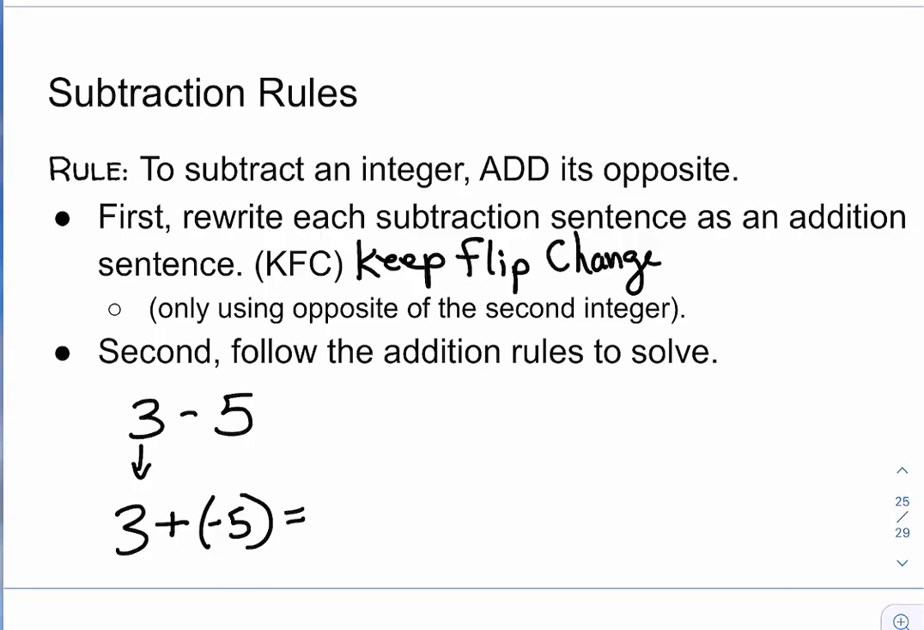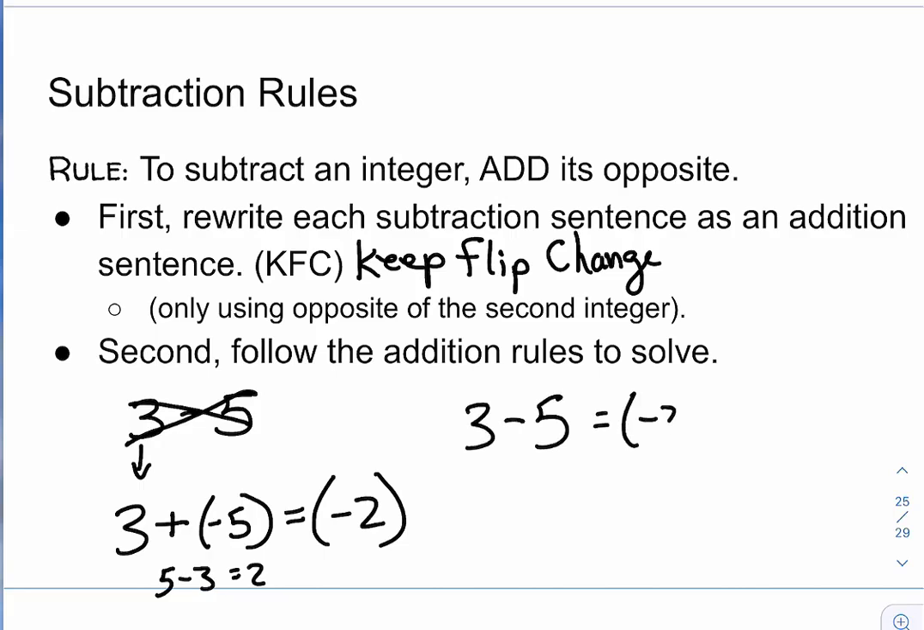So now I have an addition statement. I am now ignoring the subtraction up here, and I'm going to add this bottom one. With the addition rules, you remember the second rule: if the signs are opposite, then you subtract and keep the sign of the larger integer for the answer. So 5 subtract 3 is 2, and 5 is the bigger numeral, so it's going to be negative 2. So what this all means is 3 subtract 5 is equal to negative 2. Or another way to look at this is 3 subtract 5 is equal to 3 plus a negative 5.